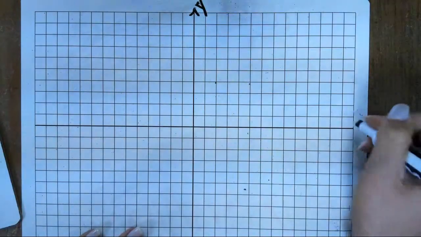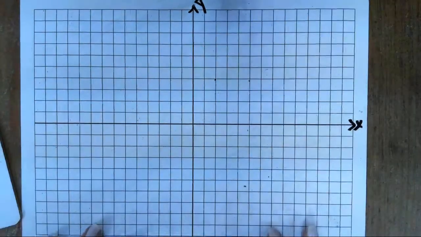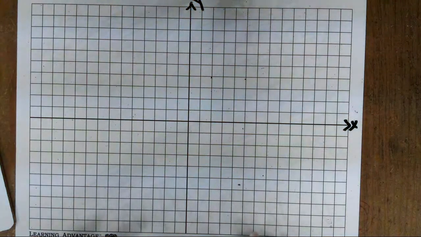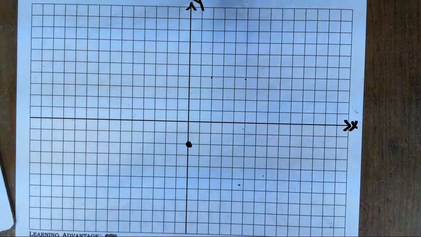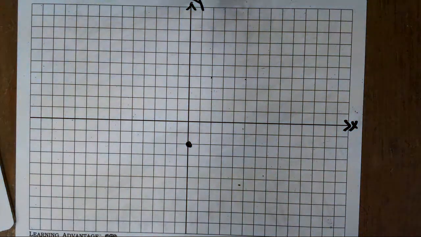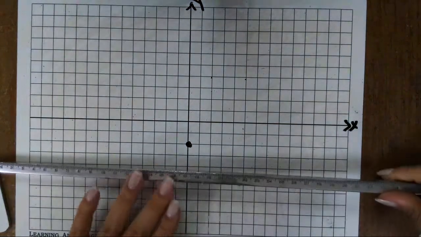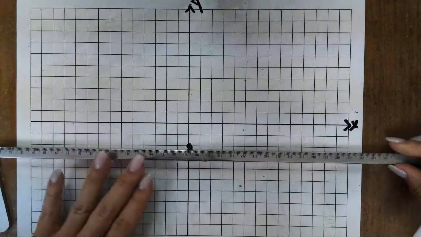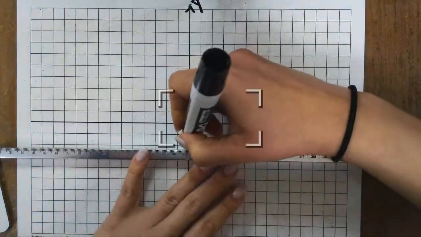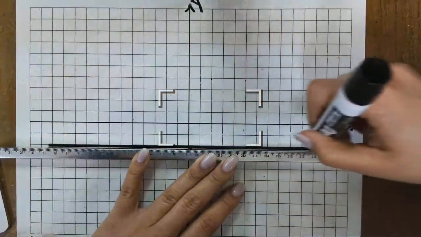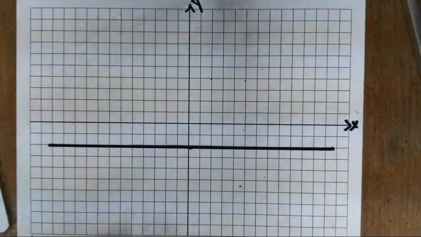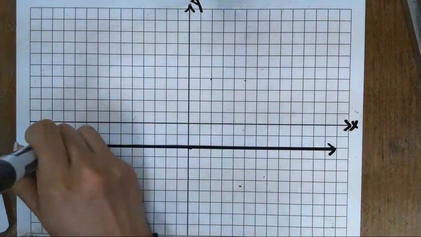So this is my y-axis, and I've got my x-axis over here. My first line, remember, was at -2, so 1, 2. I don't have a ruler with me, so I can use this. Okay, so I have a straight line at -2, and that's a horizontal solid line.